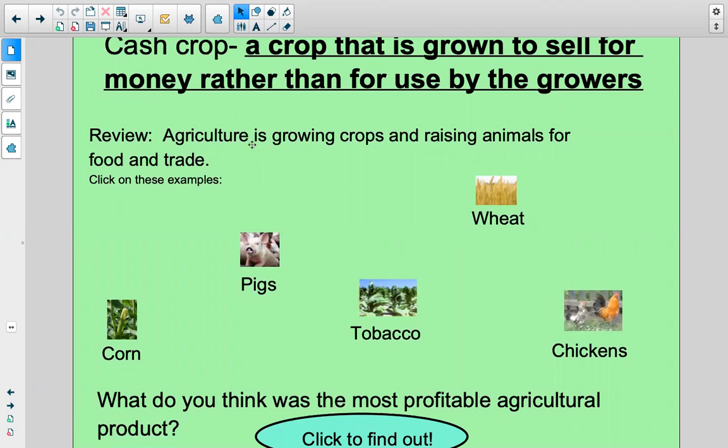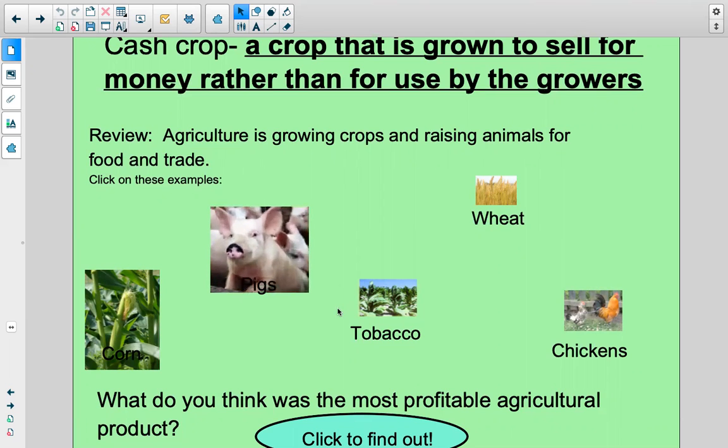So you need to remember, this is a review, that agriculture is growing crops and raising animals for food and trade. Let's look at this. Is corn an example of agriculture? Yes, it sure is. What about pigs?